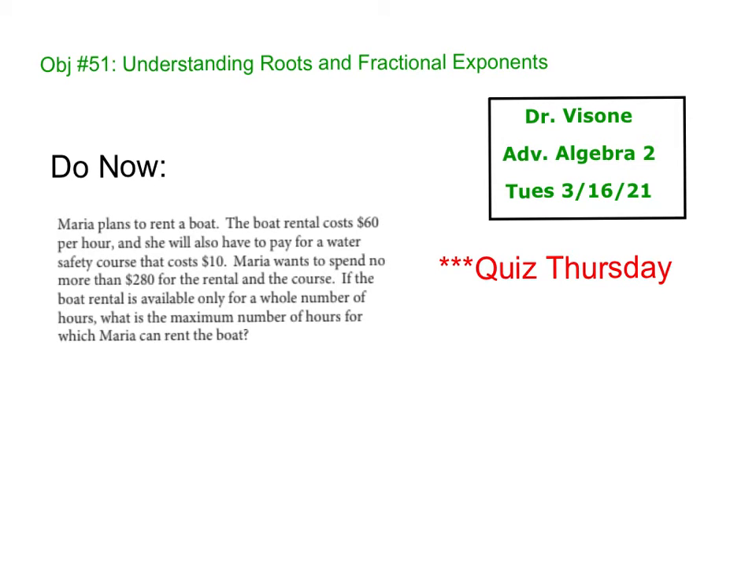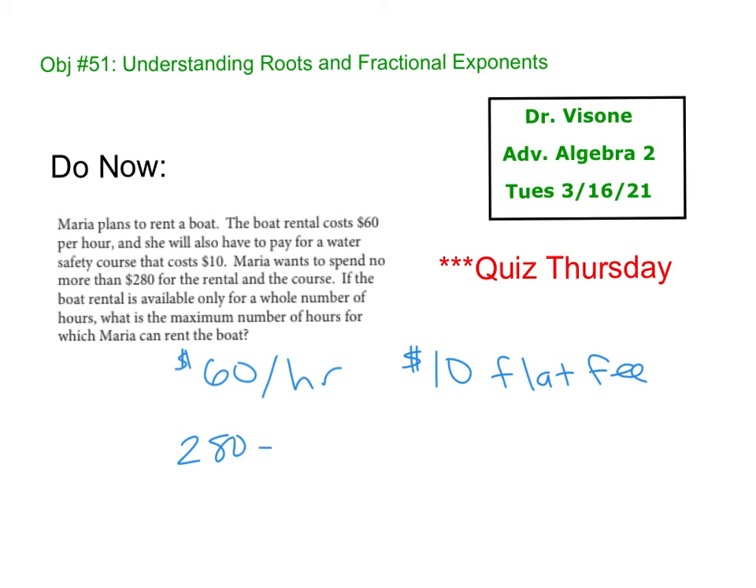Maria plans to rent a boat. The boat rental costs $60 per hour. She has to take a $10 water safety course, and that's a flat fee. She wants to spend no more than $280. So you're going to do 280 minus 10 is 270 divided by 60. 6 goes into 27 4 point whatever times, so 4 hours, since you can't have a half an hour.